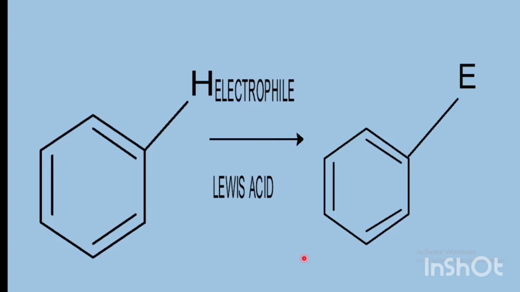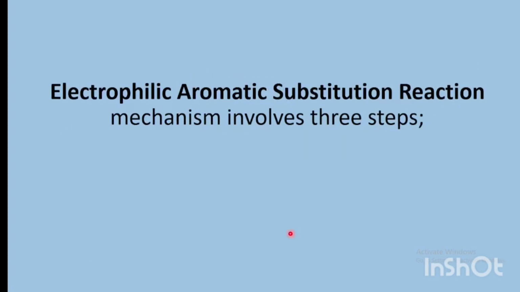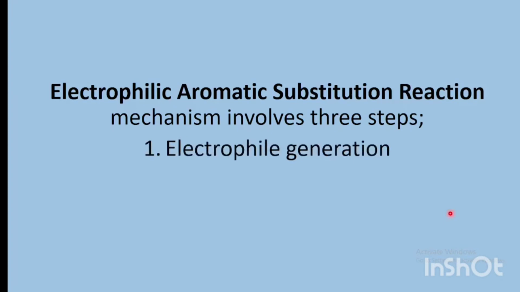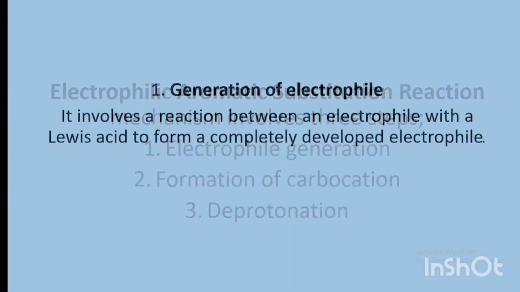What you're seeing here on the screen is a general layout for ES reaction. So to understand how this hydrogen atom of benzene is being replaced with an electrophile, we need to look at the mechanism, the general mechanism for ES reaction. Now, the general mechanism for ES reaction involves three steps. Step number one involves electrophile generation. Step number two involves formation of carbocation. Step number three involves deprotonation. Let's dig deeper by looking at these three steps in detail.